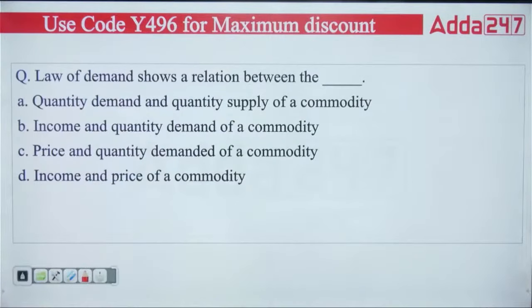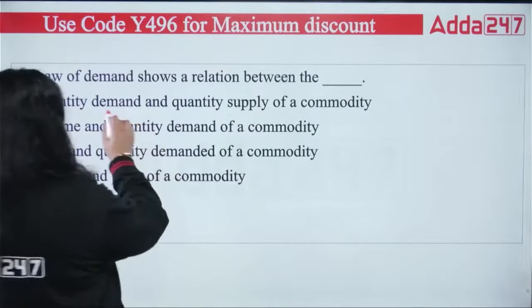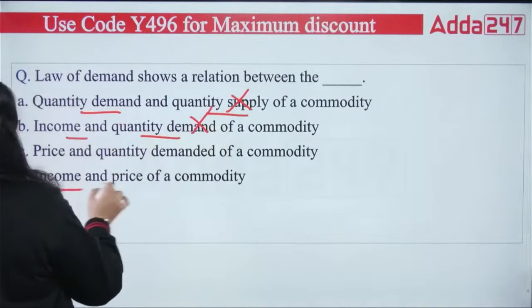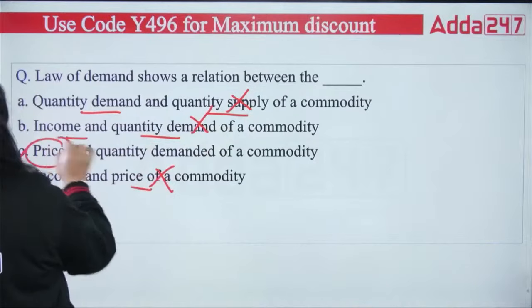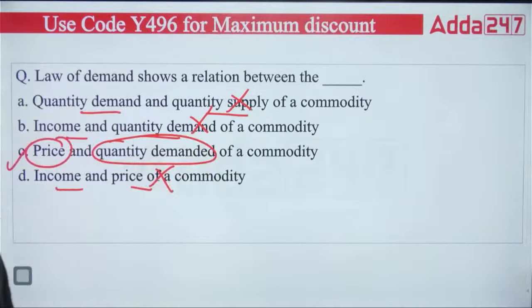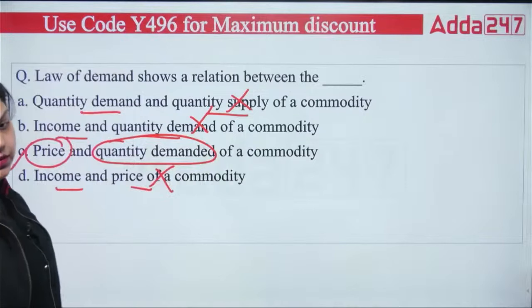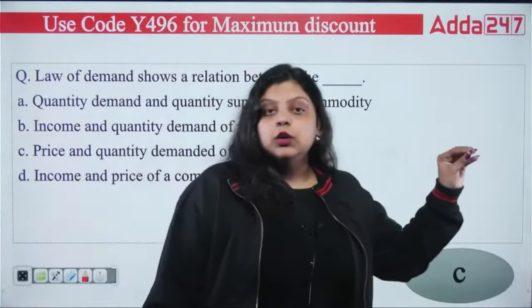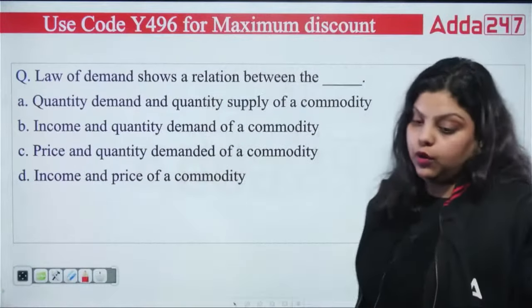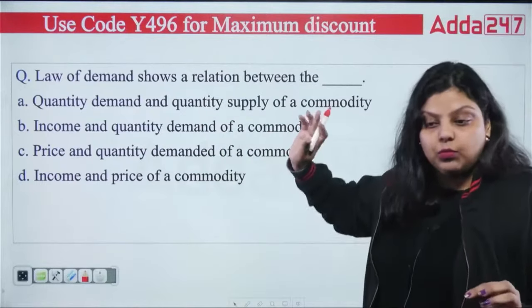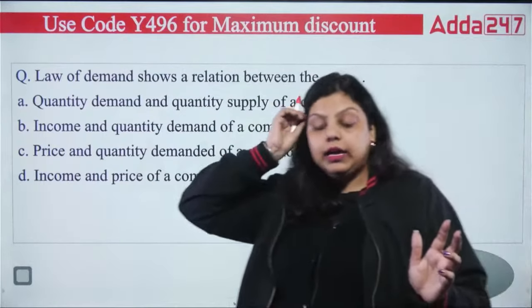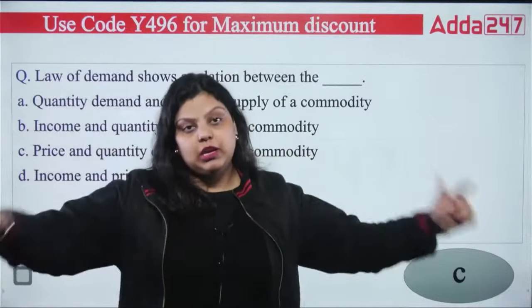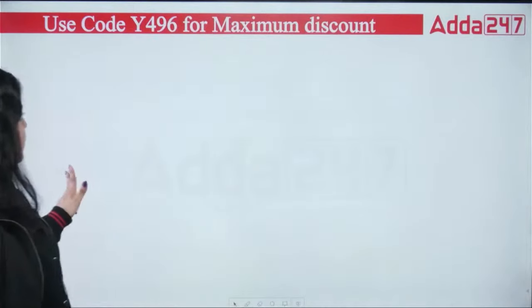Next, the law of demand shows the relationship between, now we have just discussed, quantity demanded and quantity supplied, obviously no. Income and quantity demanded, no. Income and price, no. It is the price and quantity demanded. That's the relationship which the law of demand shows. So your right answer will be C. Okay, so I guess till now with the help of questions, you now understand what the law of demand actually is. I think every kind of question has been asked in this particular slide, and apart from that I have also told you how the relationship will be checked on the graph as well. So I guess the law of demand is clear to all of you.